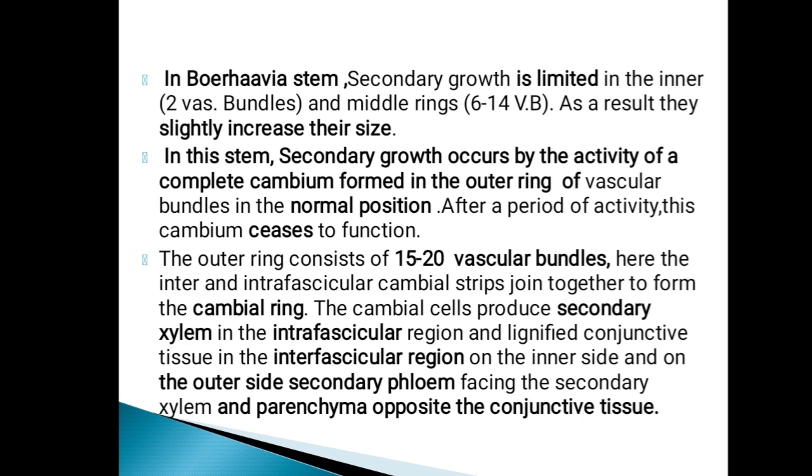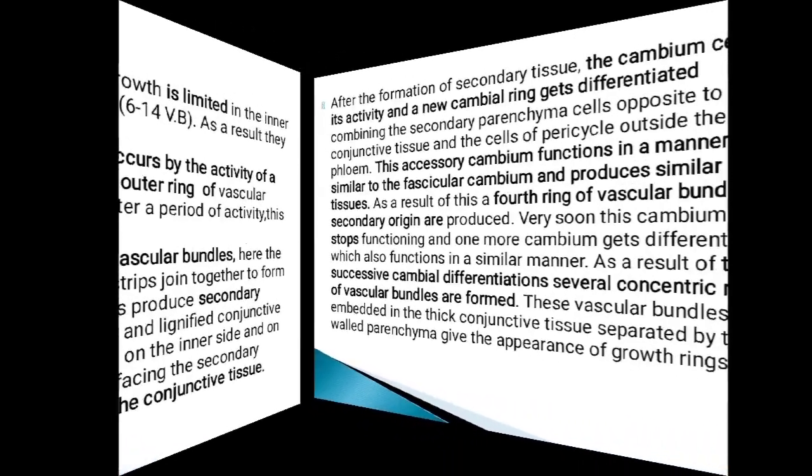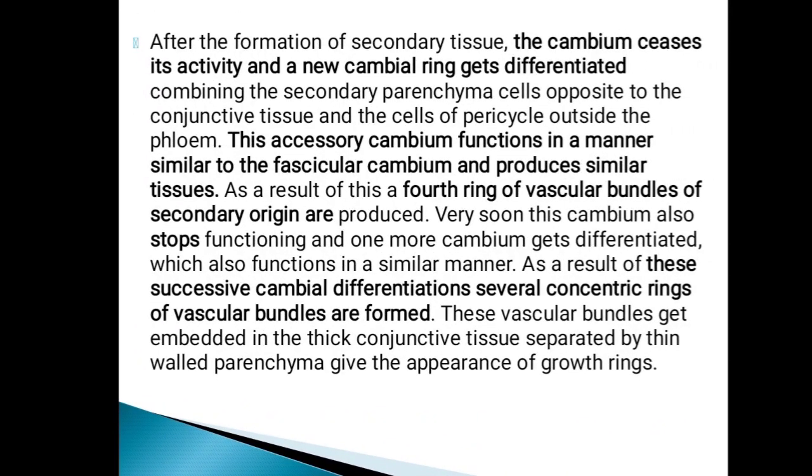But the cambial ring produces secondary xylem in the intrafascicular region, whereas the lignified conjunctive tissue in the interfascicular region on the inner side, and on the outer side secondary phloem facing the secondary xylem, and parenchyma opposite to the conjunctive tissue. So after the formation of the secondary tissues, the cambium ceases its function. Note this point: after the formation of secondary tissue, the cambium ceases its activity in the third ring. And a new cambial ring gets differentiated.